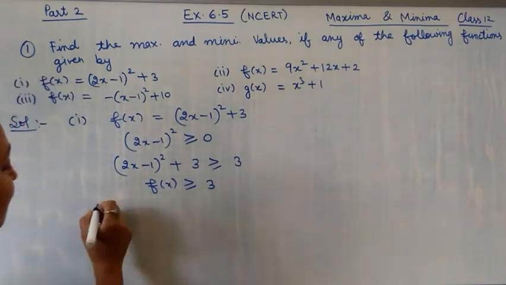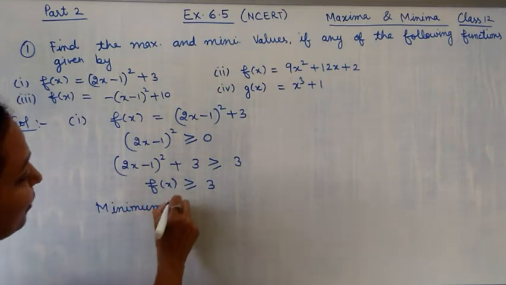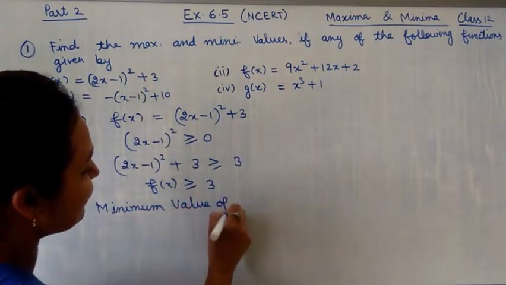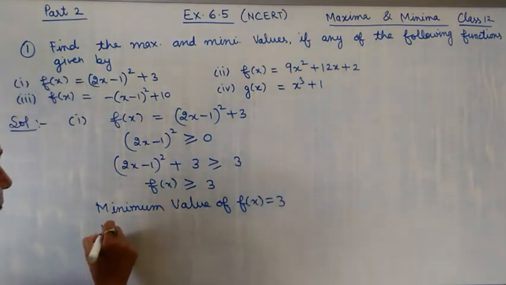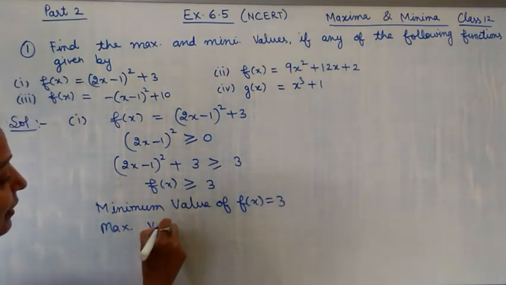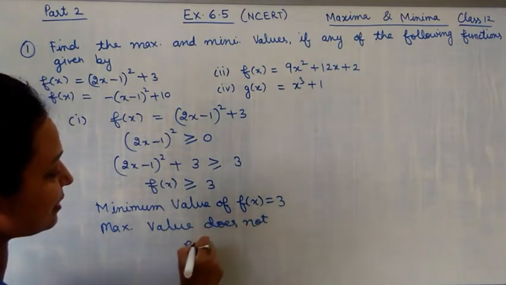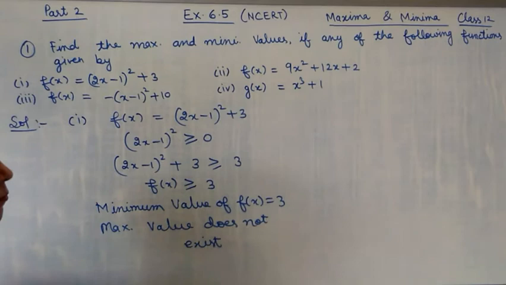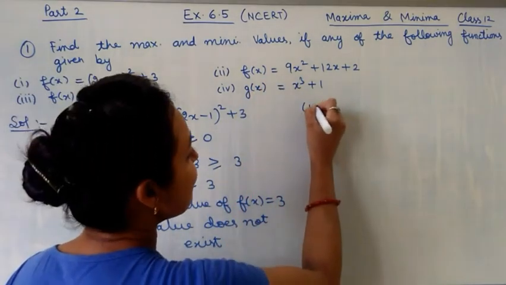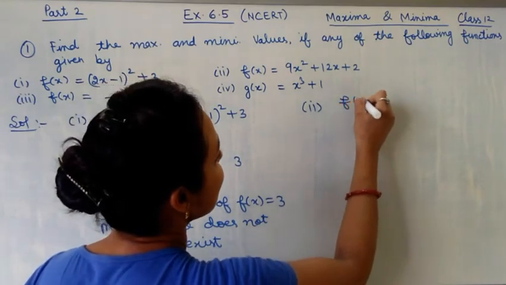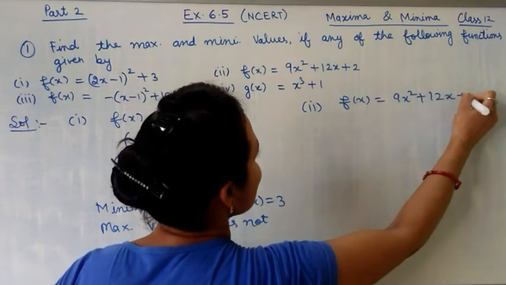That means, according to the definition, the minimum value of f(x) is equal to 3. The maximum value does not exist. So this is the way to solve question number 1, part first. Now come to the second part, in which the function is given as 9x squared plus 12x plus 2.